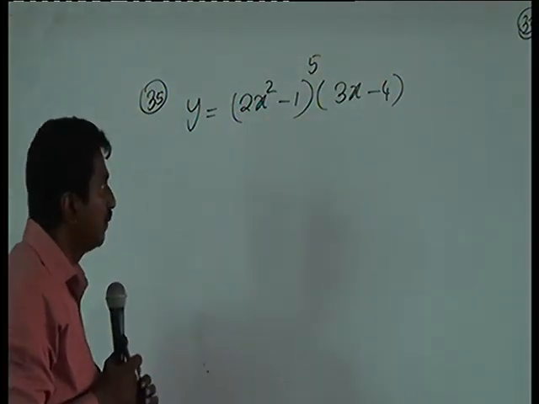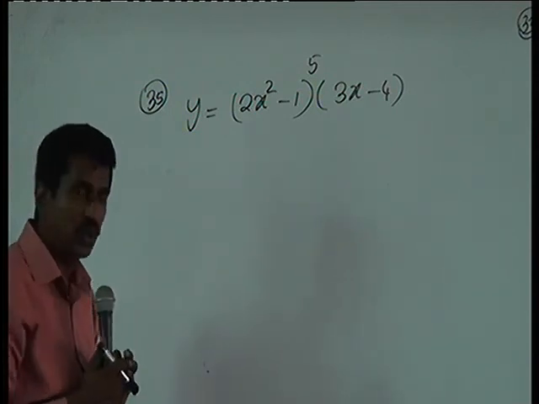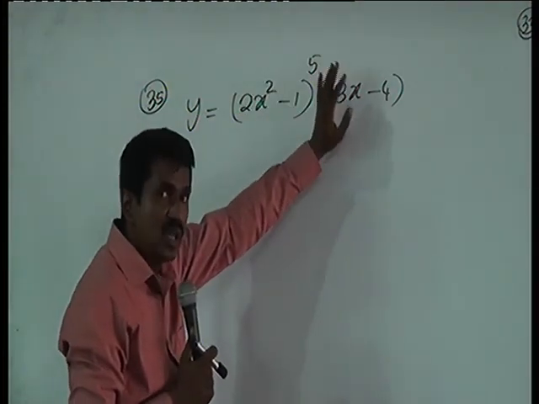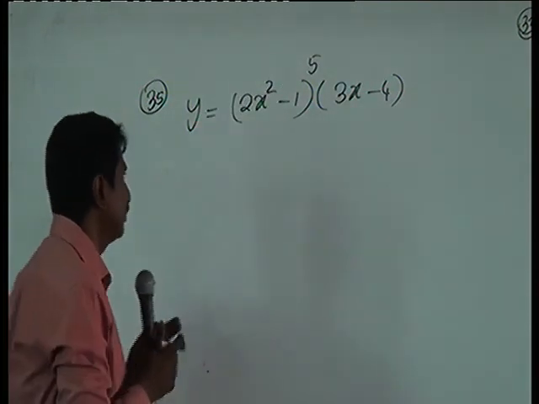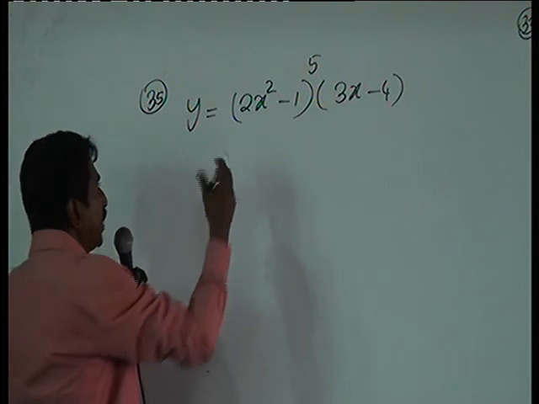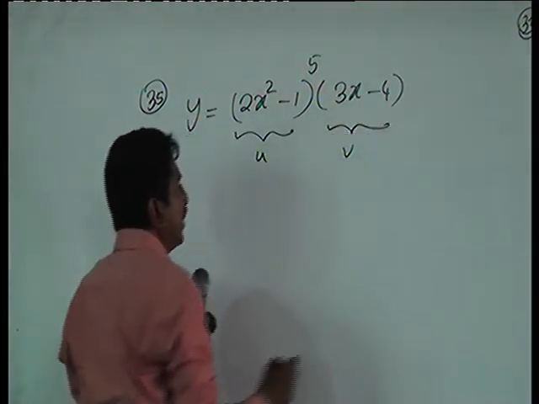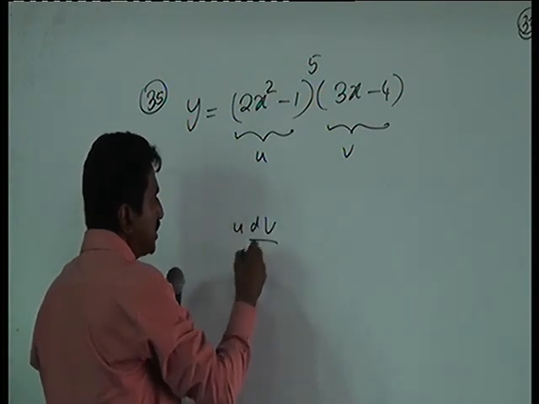So we apply the multiplication rule. What is the multiplication rule? First one times differentiation of second function plus second function times differentiation of first function. Apply that one. You can recall this is u and this is v. Then how do we differentiate? u times dv by dx.